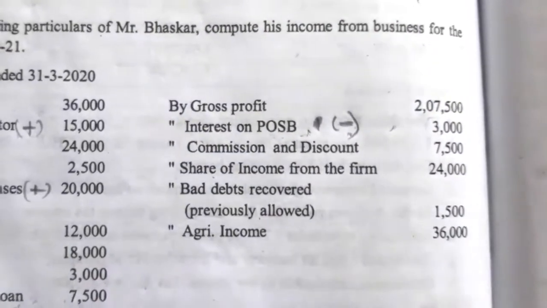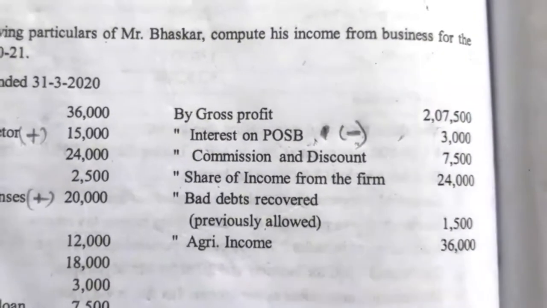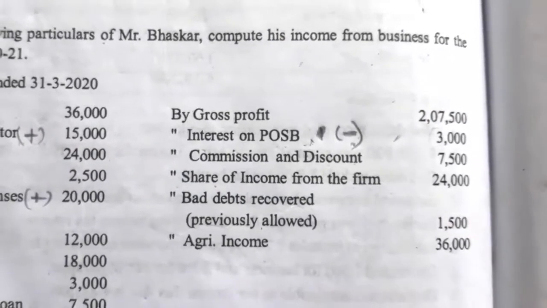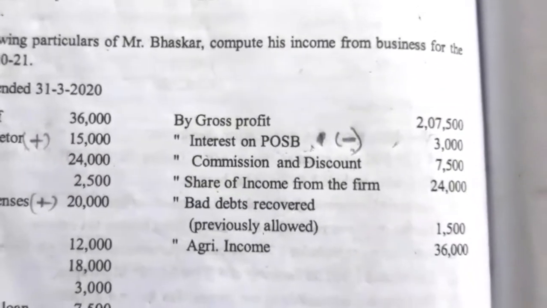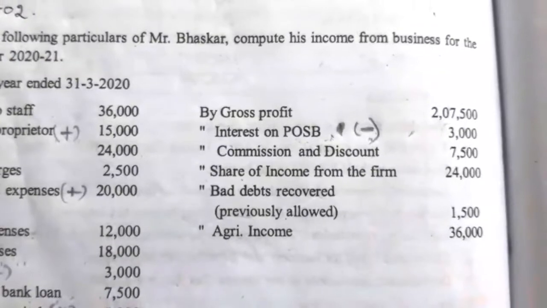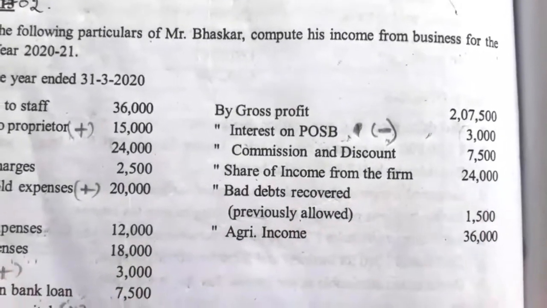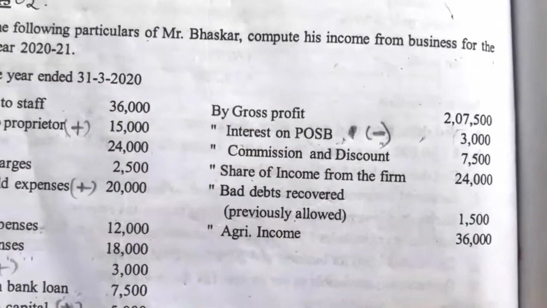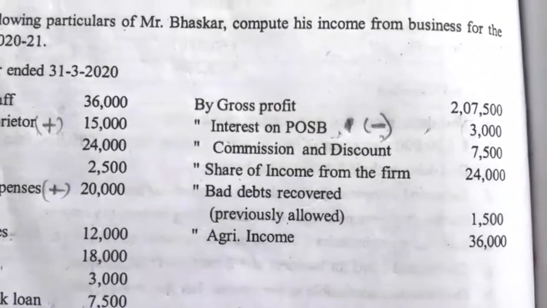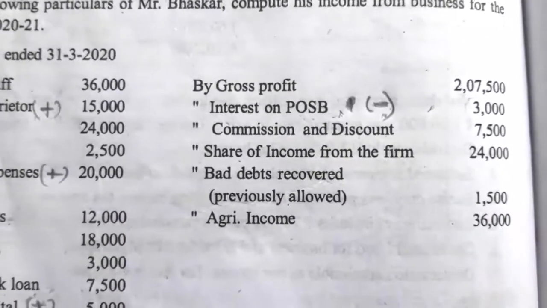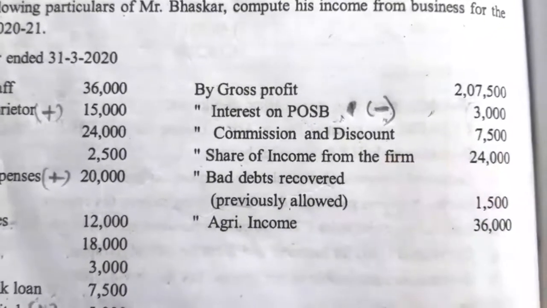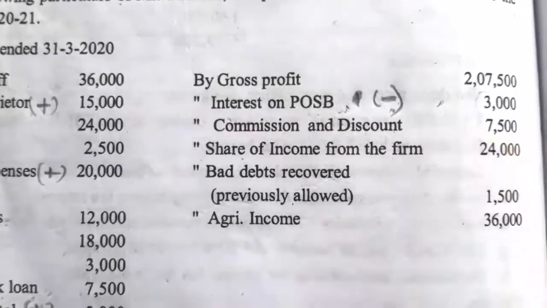Next, commission and discount. Commission and discount given on the credit side means this Bhaskar has received commission and discount received. It is relating to business. He got a commission as well as discount from dealers, so it is an allowed business income. It is treated as business income and it should be there on the credit side of profit and loss account and left as it is.